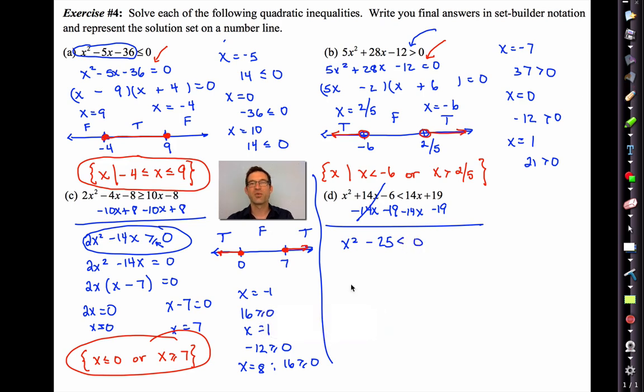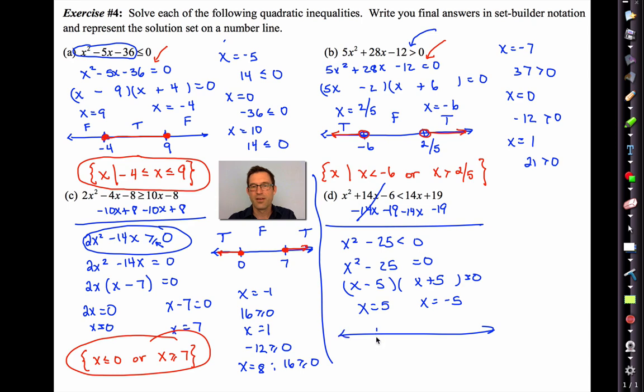Here we go. x squared minus 25 is less than 0. So I'm going to make that into x squared minus 25 is equal to 0. Solve. We'll get x minus 5 and x plus 5, and x equals 5 and x equals negative 5. So we put our negative 5 down, our positive 5 down.